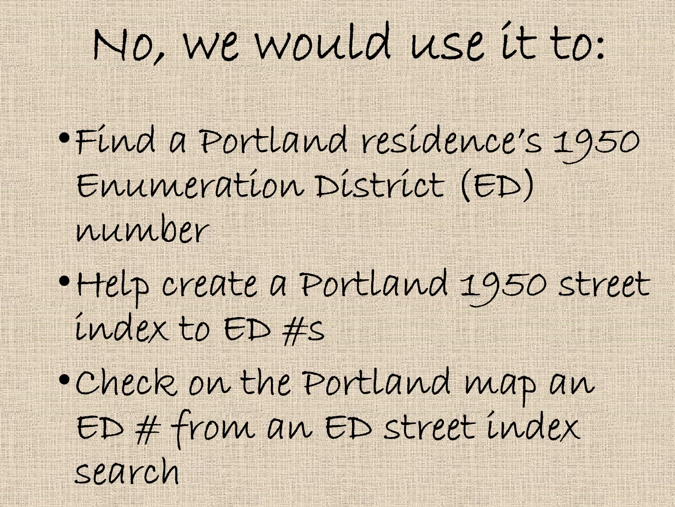What we're going to use it for would be to find a Portland residence, an address, in 1950 to get its enumeration district number. It also would help create a street index to the enumeration districts in 1950 Portland. And then the third thing would be that you could do both of these and check them against each other. So it would be a check on the Portland map, an ED number that you got from an ED street index search. And I'm going to show you both the map routine and the street index routine.